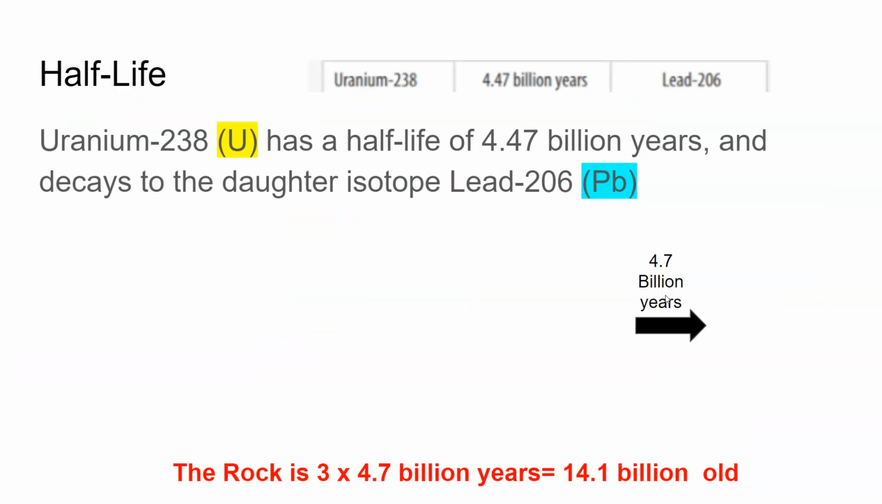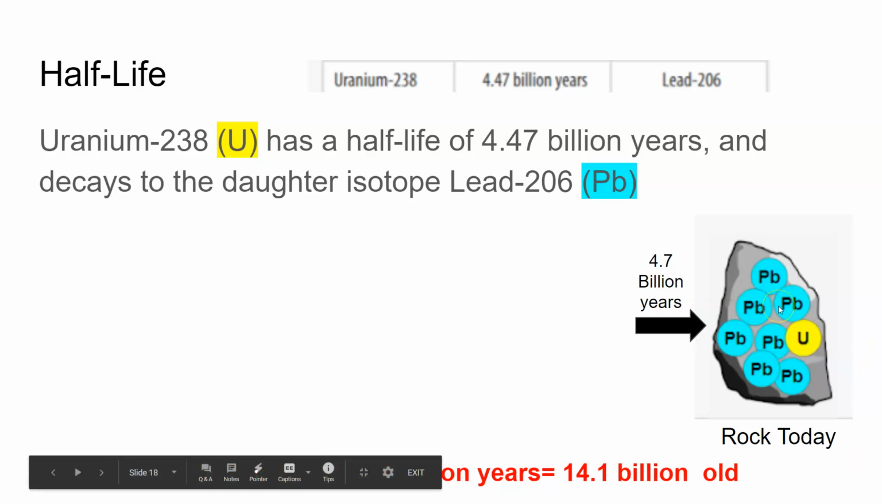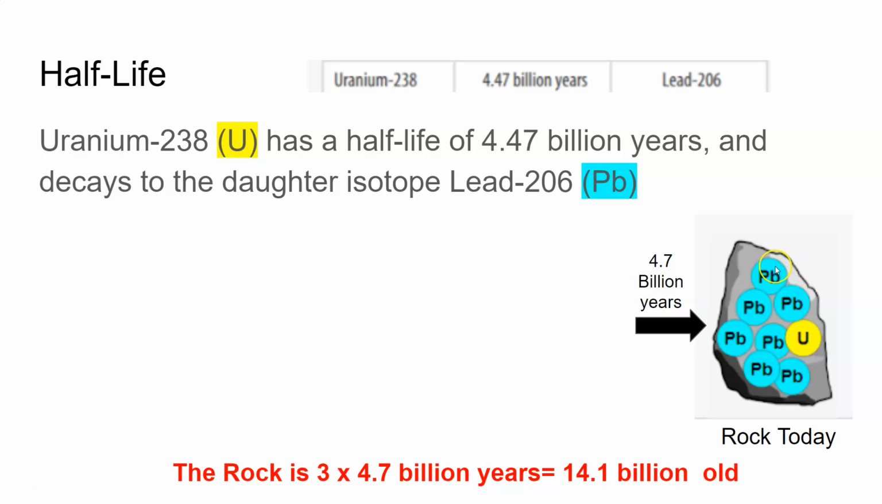Okay, so how exactly do they do that? How exactly do they determine the age based on the half-life? Let's say, for example, you find a rock. And this rock you think was around since the Earth was formed, but you're not sure. And you determine that the rock has 1, 2, 3, 4, 5, 6, 7 lead atoms. So Pb, remember, is lead.